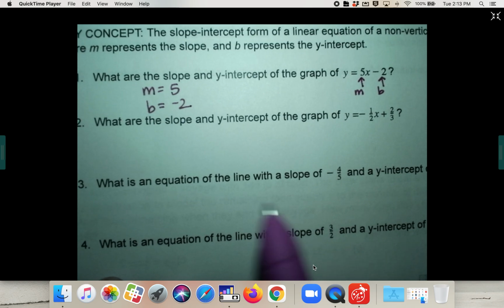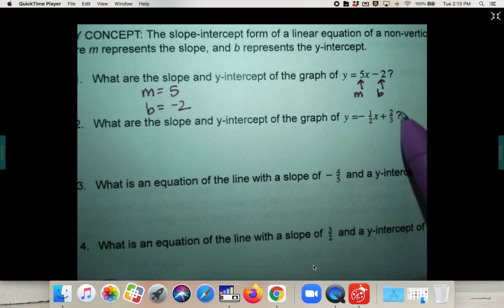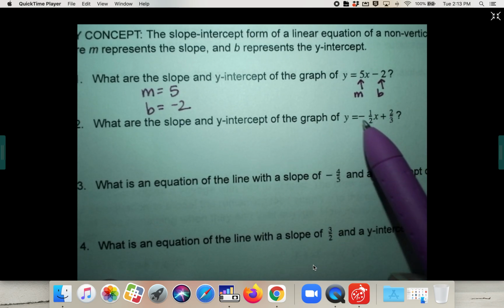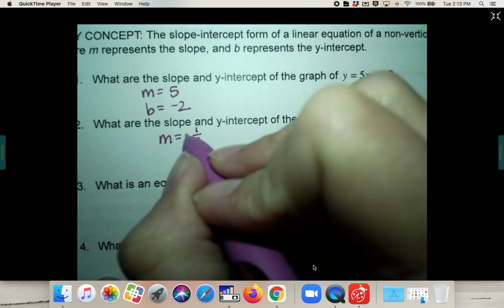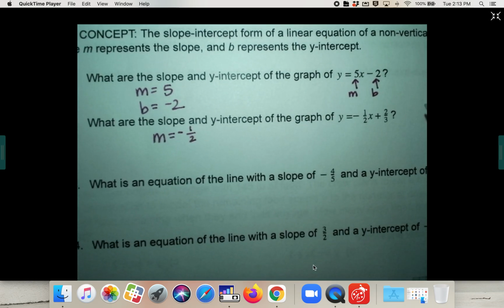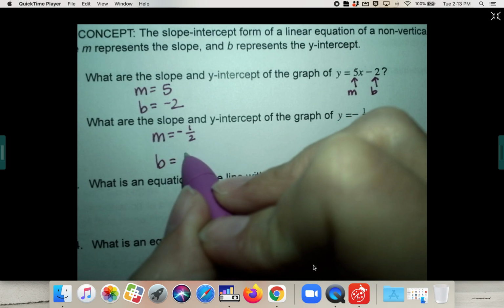All right, what are the slope and y-intercept of this? The slope is in front of x, it's the m, so that's negative half. And the y-intercept is the plus whatever is after the x, plus b, is 2/3. So the y-intercept is 2/3.